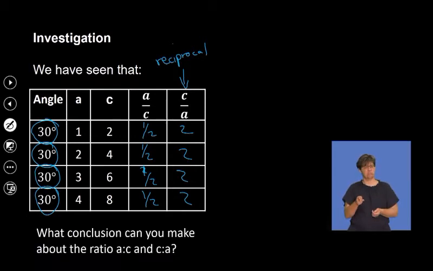Now, what is it that we can conclude from seeing the ratio of A over C and C over A? We can see that they are reciprocals of one another. If we take one as the original ratio, the other one will be the reciprocal. I know you've learned a reciprocal at a very early age in your grades and your maths.